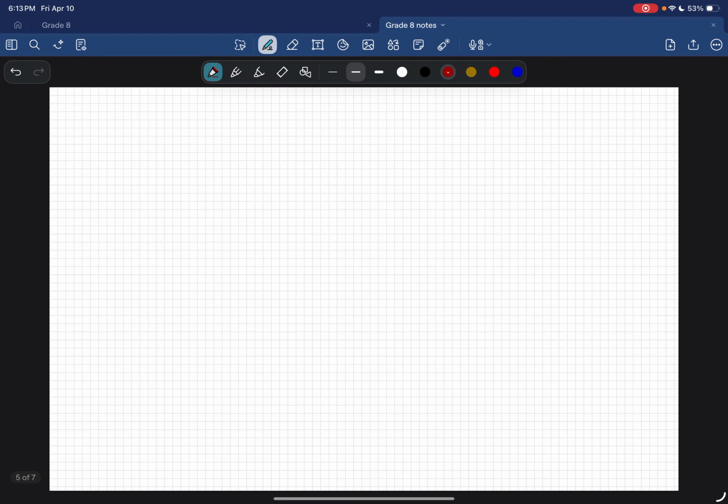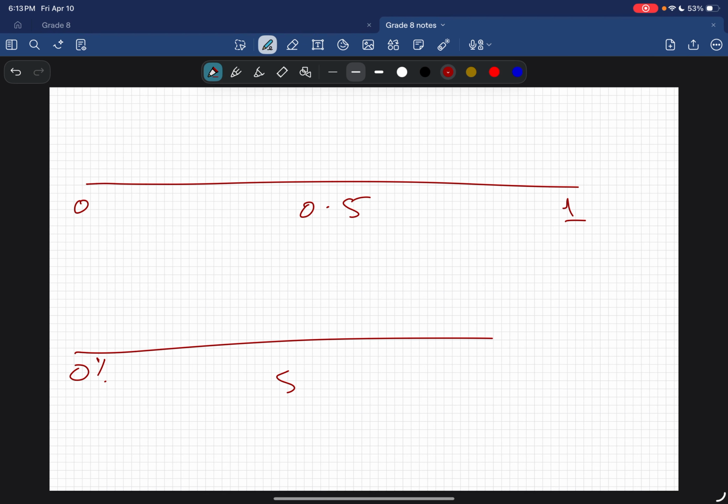We have this number line, okay? We have 0, we have 0.5, and we have 1. Okay, these are whole numbers, not percentages. The same is shown as 0%, 50%, and 100%.